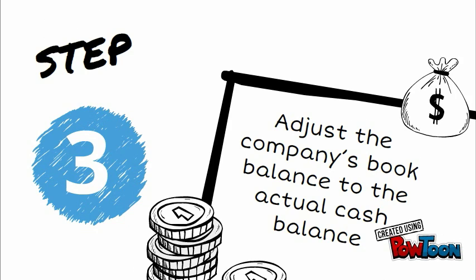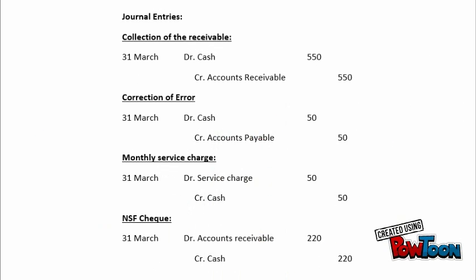Step 3. Adjust the company's book balance to the actual cash balance by preparing the adjusting journal entries necessary. The journal entries are based on the company's view, not the bank's, so the adjusted entries are based on the credit and debit memoranda. Here is an example of what reconciling the company's book balance to the actual cash balance looks like.